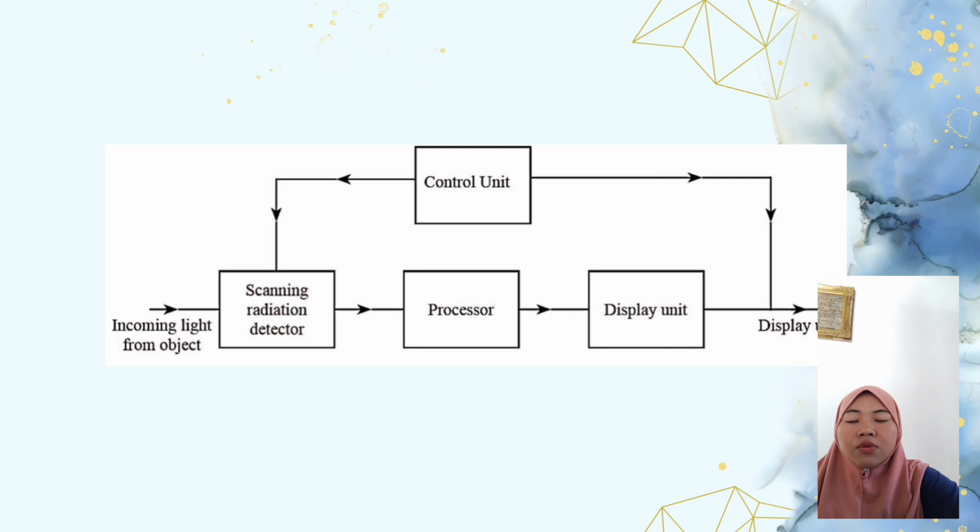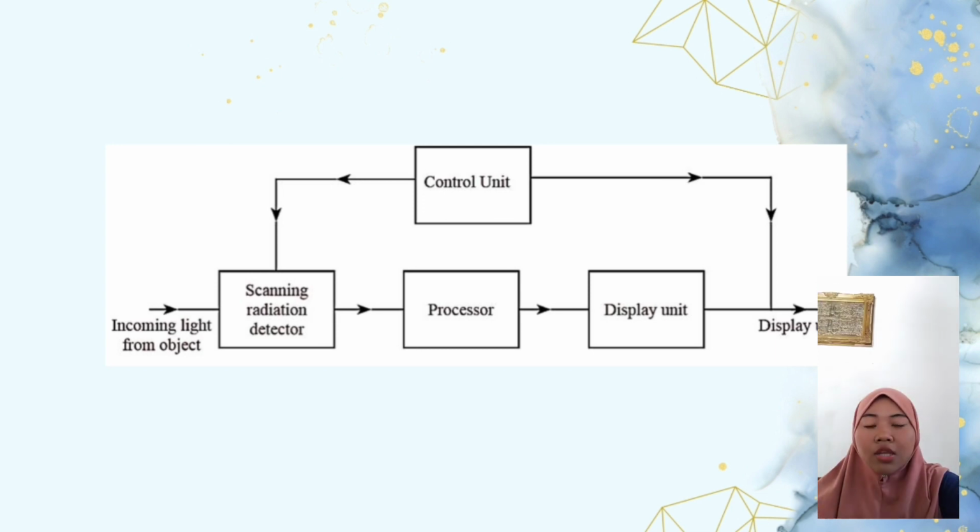I want to describe the block diagram. First, the scanning radiation detector detects the light coming from the object, then it goes through the processor, and then to the display unit, and then to the control unit and then to the display again.